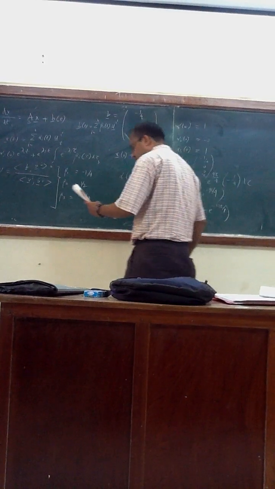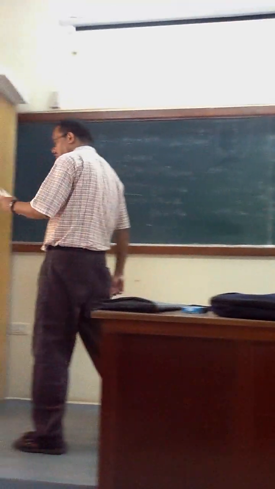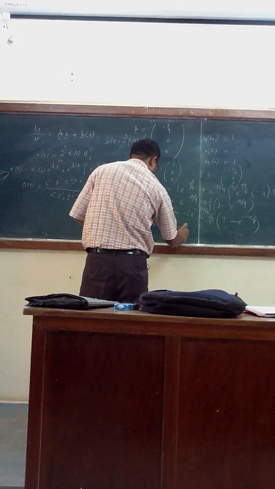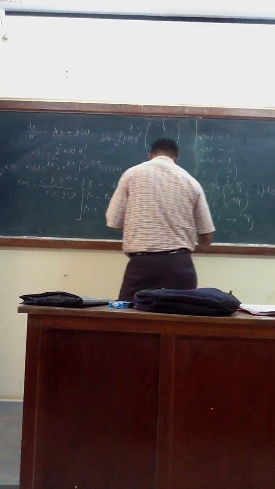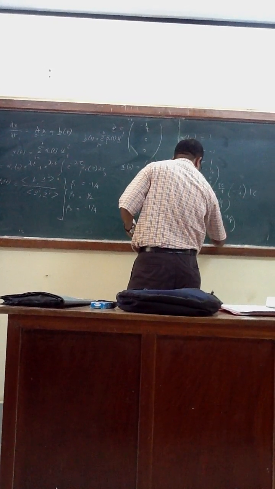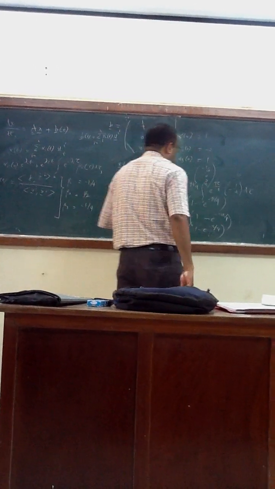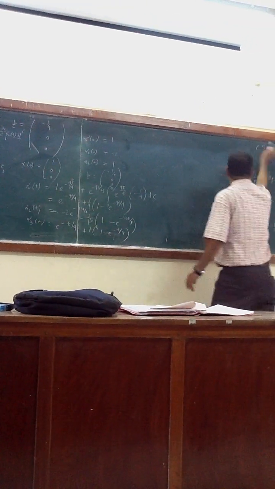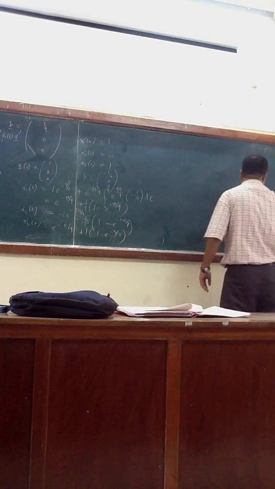The last eigenvalue is 1 by 4, 0.25. So alpha 3(t) is e to the power minus t by 4 plus 1 into 1 minus e to the power minus t by 4. Now with this, you have come to the last step of the problem.